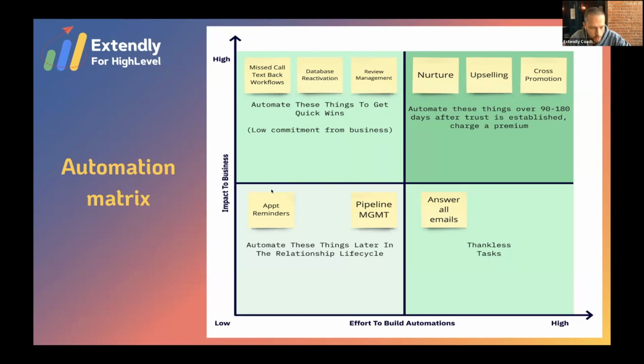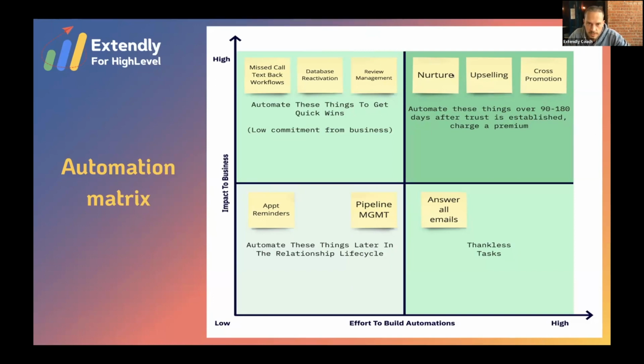Appointment reminders, that might be a hole in their work stream, right? You could save them some time by doing that. But you could probably save them some time if they looked at a pipeline and knew where everybody was at. But you can do that later. So that's why I say automate these things later in the relationship life cycle.